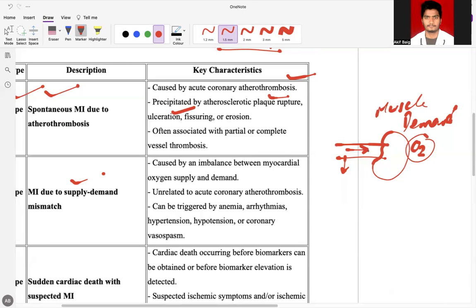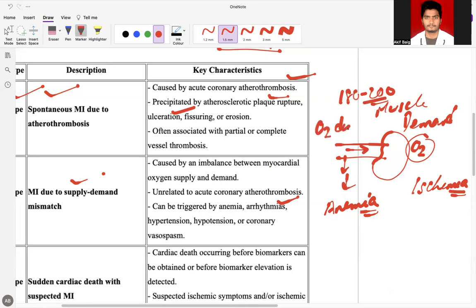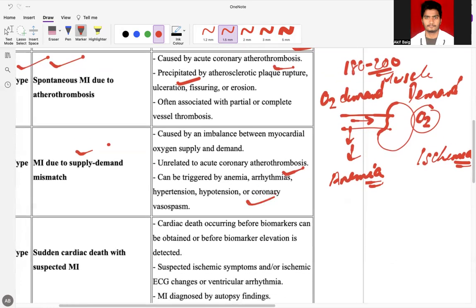Supposing there is a condition where there is no atherosclerosis, but the perfusion is decreased, as you can see in anemia. In anemia, because of decreased perfusion or decreased oxygen capacity, even though there is no blockage, the supply is not sufficient for the myocardial oxygen demand. So that can lead to ischemia, and this is called type 2 myocardial infarction. It can also be seen in arrhythmias where the heart beats very fast, around 180 to 200 or more, and that means more contractions, more oxygen demand, and there can be an oxygen demand-supply mismatch. Also, it is seen in coronary vasospasms.